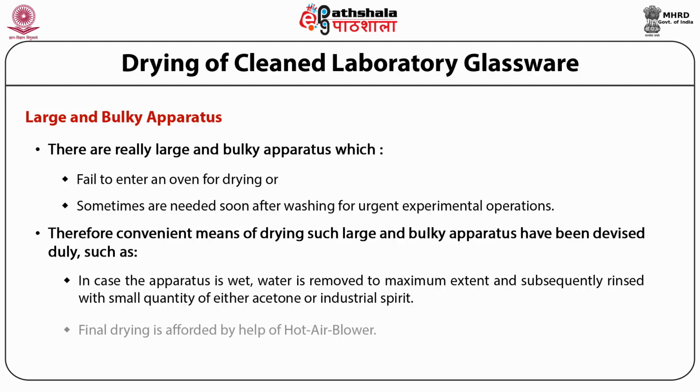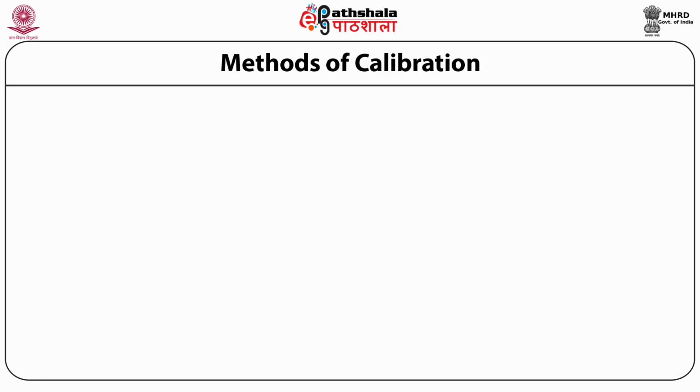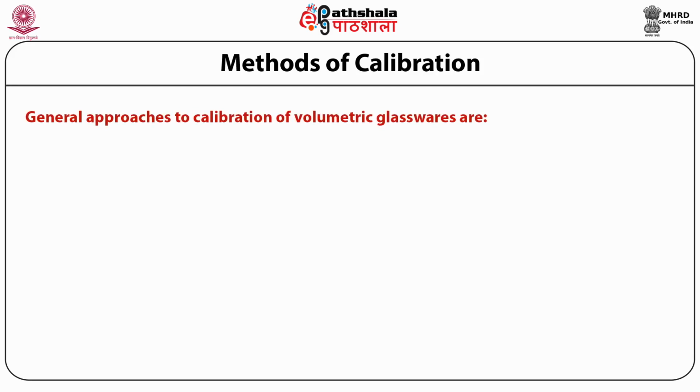The final drying is done with the help of a hot air blower, and this hot air blower is very useful for large size glassware. Now, when your glass apparatus has been cleaned to your satisfaction, the turn is for calibration. So there are methods for calibration of glassware.